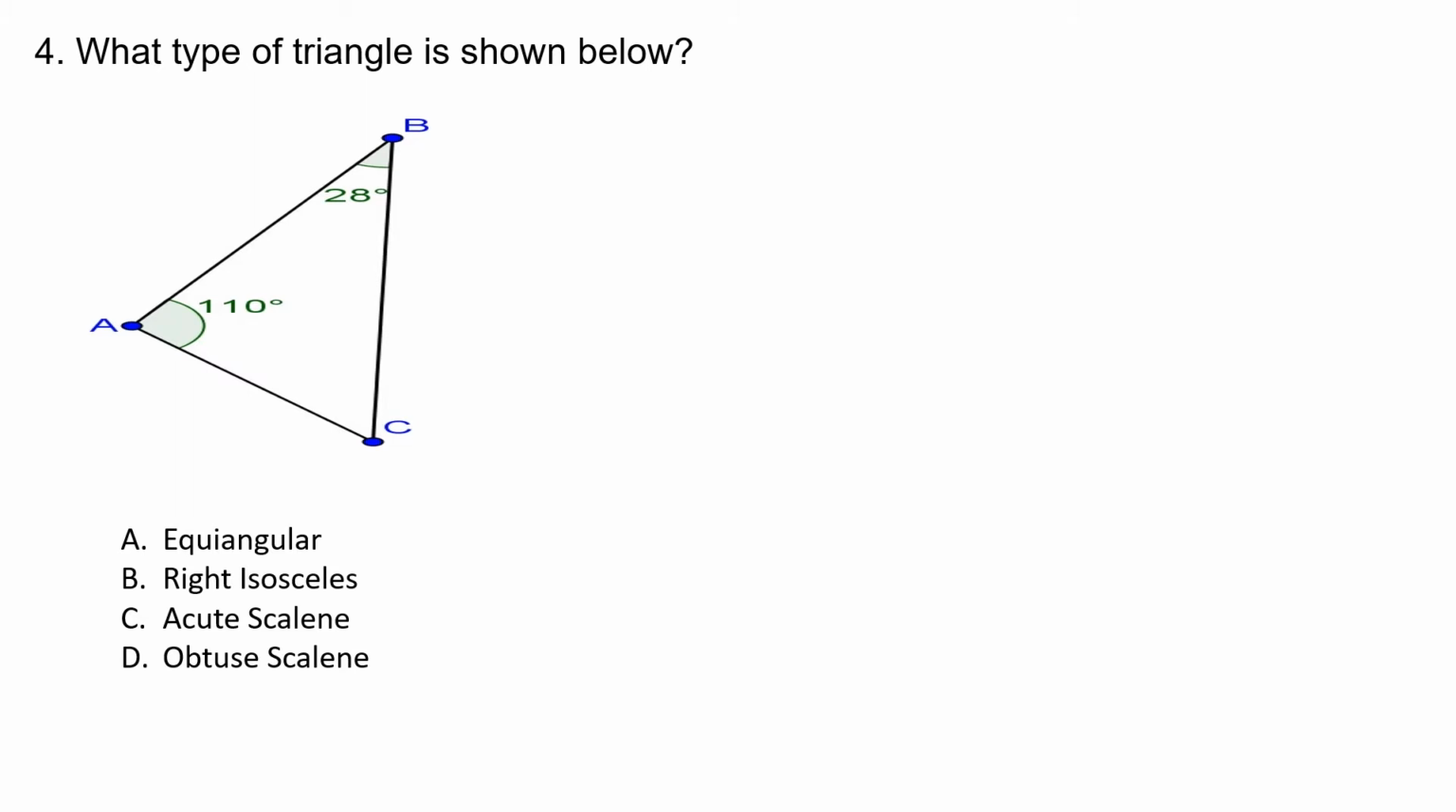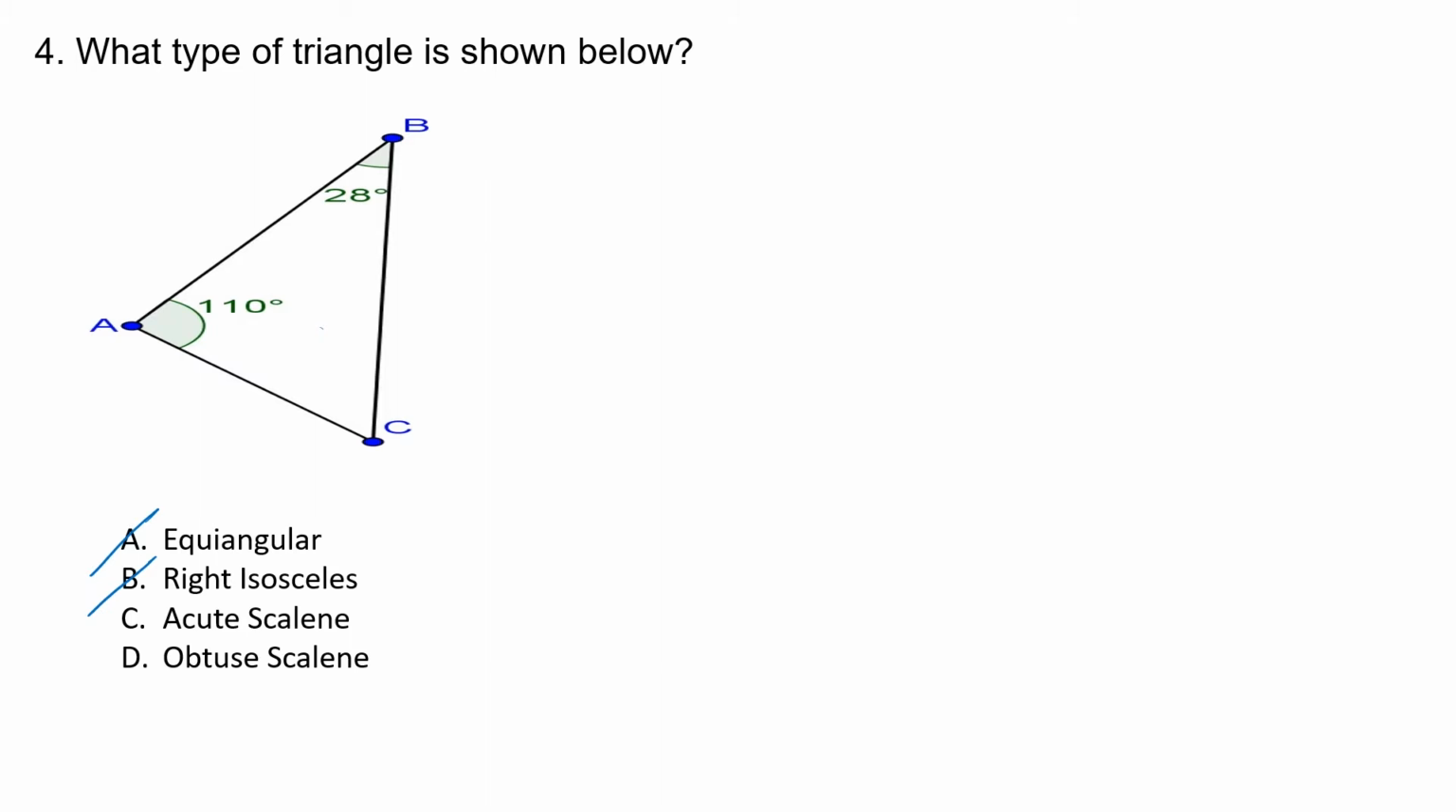Let's take a look at number 4. What type of triangle is shown below? So if we look at A, it says equiangular. That means that all angles are equal, so that would not work. Right isosceles. Remember, with an isosceles triangle, you have to have two congruent sides, and you have to have a right angle, so we don't have either there.